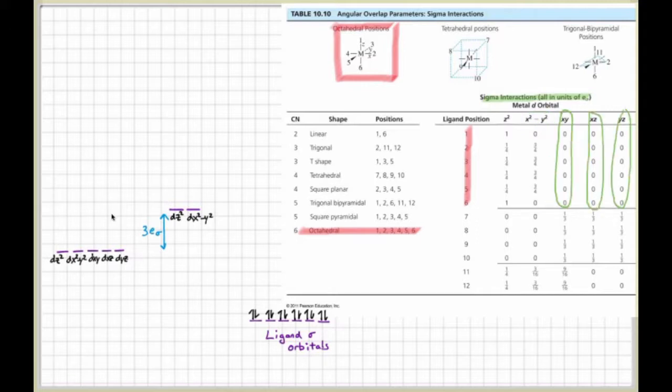Now, the xy, xz, and yz have 0 overlap with ligands in these particular positions, the positions for an octahedral structure. And so those are unmoved, and so we just move those orbitals over in our diagram at the same energy as their original positions here.